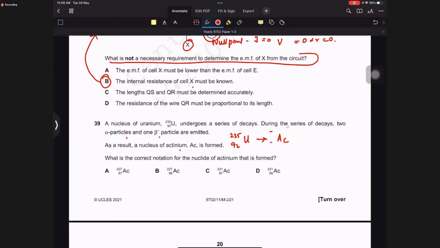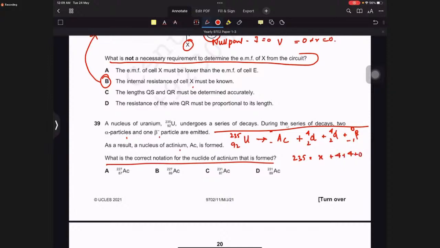I don't know what that is. So it emits an alpha particle, another alpha particle, and a beta particle. And I don't know what that is, beta minus. Okay. And what is the correct notation? So you add everything on the top. 235 equals x plus 4 plus 4 plus 0.